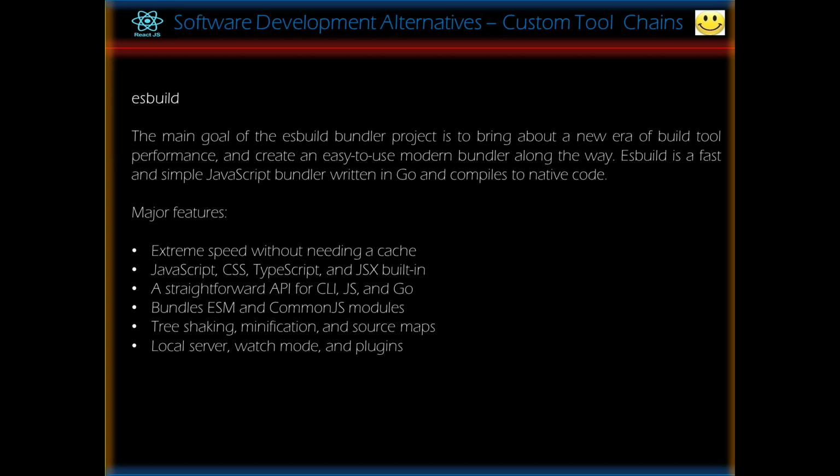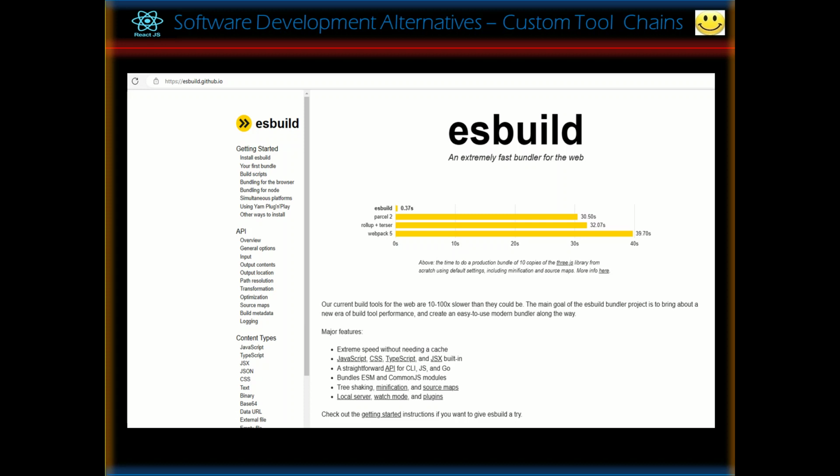Major features of ESBuild: extreme speed without needing a cache, JavaScript, CSS, TypeScript and JSX built in, a straightforward API for CLI, JS and Go, bundles ESM and CommonJS modules, tree shaking, minification and source maps, local server, watch mode and plugins. This is the homepage of the ESBuild website.